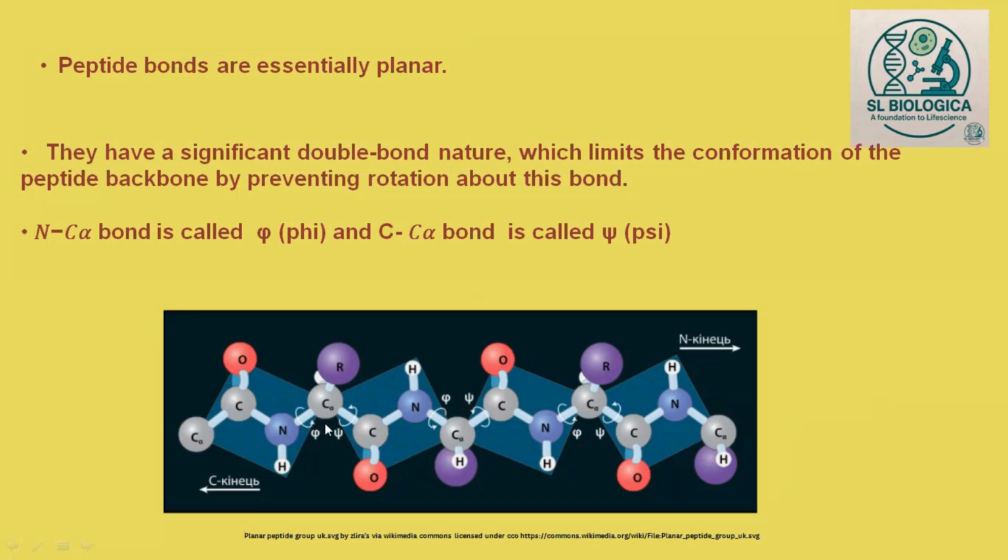Dihedral angle means the angle between two half planes of a molecule. Here we can see the N-C alpha bond is called phi, N-C phi, like that you can remember. And the C-C alpha bond is called psi.